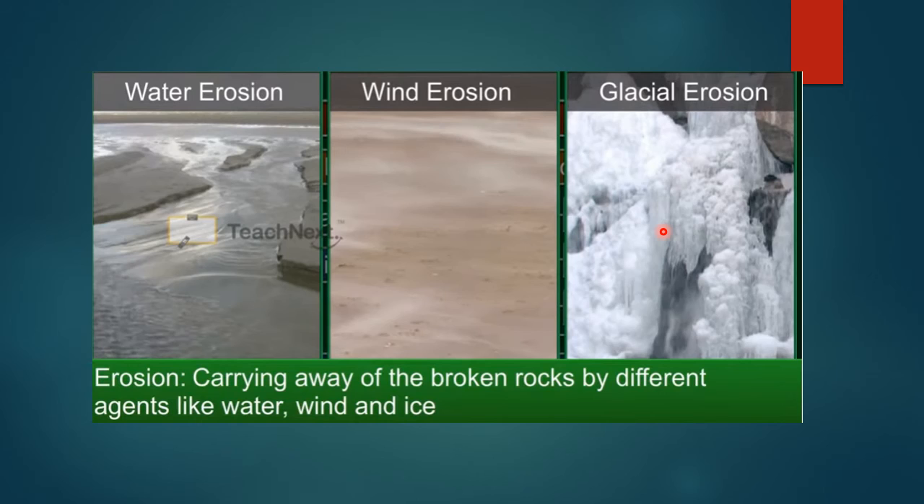Ice, when it flows from the mountain, it scrapes the mountain, and lots of rocks are broken and taken from one place to another. So another factor which works on the surface of the earth and brings about all kinds of changes on the earth is erosion. What was the first one? Weathering, and then erosion.